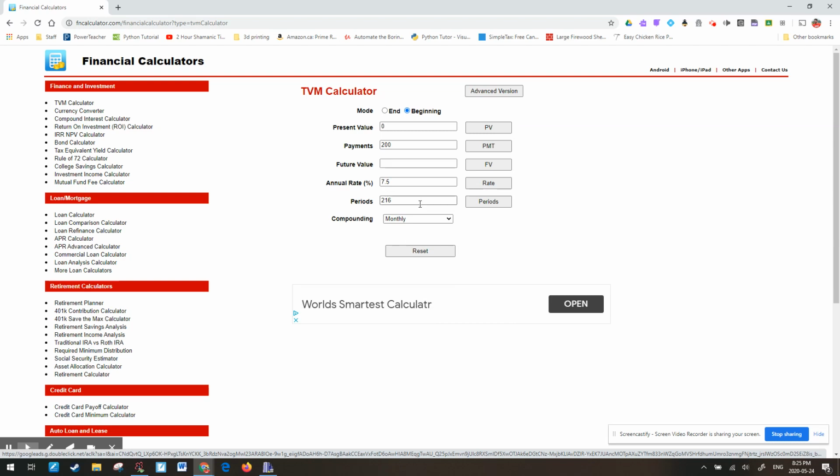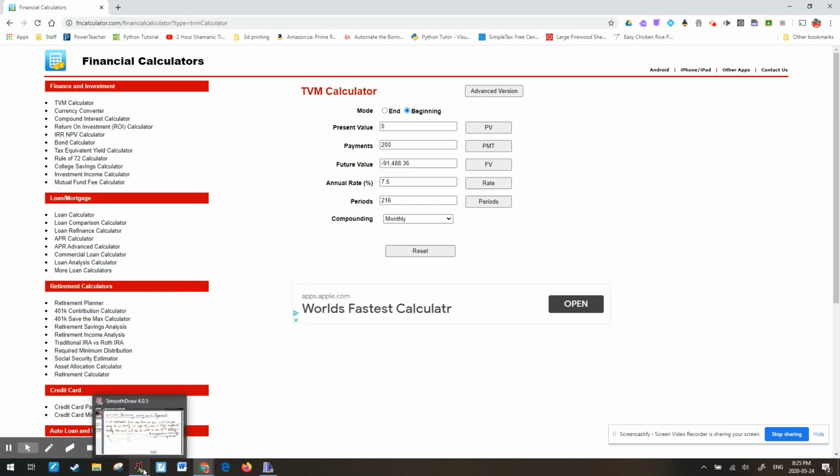So 44,000-ish is how much we put away in real dollars when we solve. Now, it says negative 91,000. And that's a weird one. It's negative 91,000 because I'm paying out. So it seems like it's negative. Basically, we can just ignore that sign there. So $91,488.36. That's a lot of money.